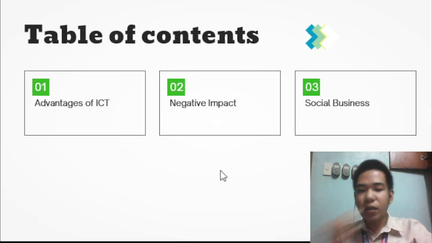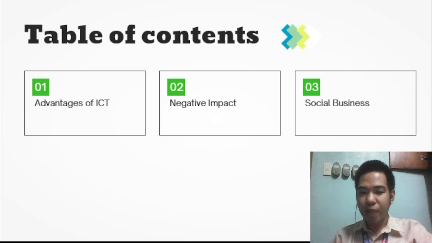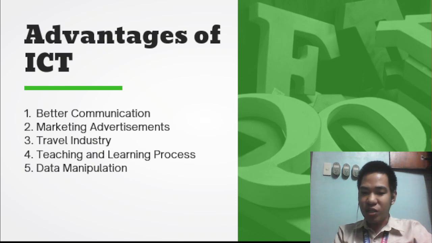As you can see here, there are only three different things that we will be covering for this particular chapter. We have advantages of ICT, negative impact, and social business. Okay, so let's start with the advantages. For the advantages, we only have five things to consider: better communication, marketing strategy, or marketing advertisements, travel industry, teaching and learning process, and data manipulation.